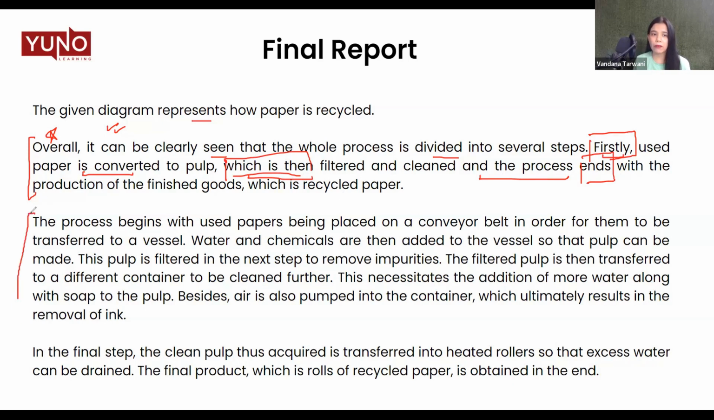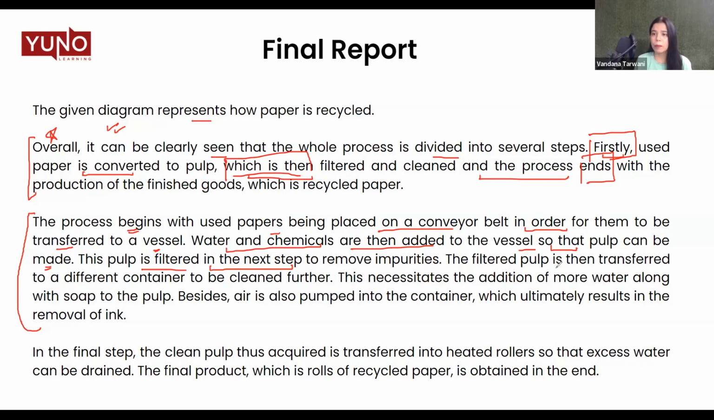Now coming to body para 1, where we have the nitty-gritties, we are saying the process begins with, step number 1, the process begins with used papers being placed on a conveyor belt in order for them to be transferred to a vessel. Water and chemicals are then added. Are then added is passive voice, and at the same time is telling us that this is our next step. Are then added to the vessel so that pulp can be made. This pulp is filtered in the next step. This is our third step. This pulp is filtered in the next step to remove impurities.